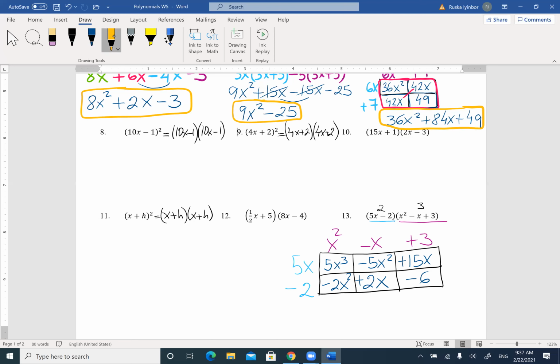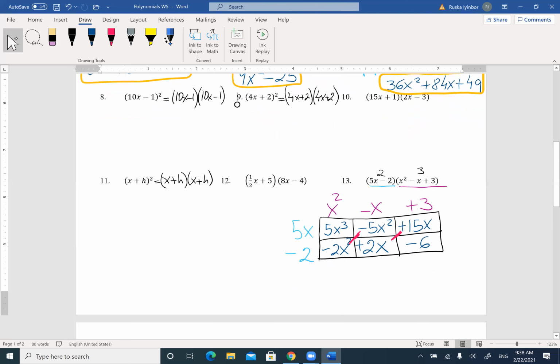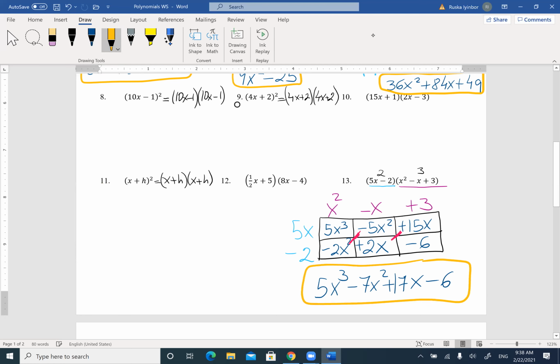Now, when you combine the like terms, they're always going to be like diagonals. These are the like terms, these two. Okay? So we're going to copy the 5x cubed. So that's the final answer, 5x cubed. Now, negative 2 and negative 5 is negative 7x squared. And then 2 plus 15 is 17x. And then minus 6. So this is my final answer. Any questions? I'm just going to make this better.